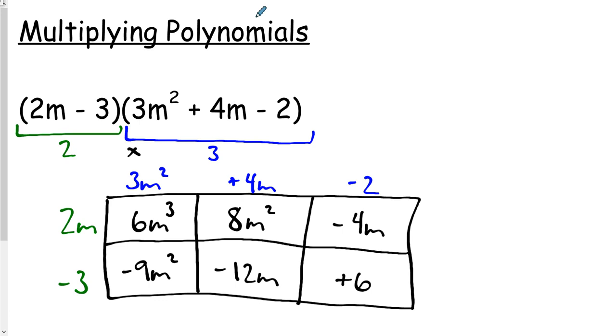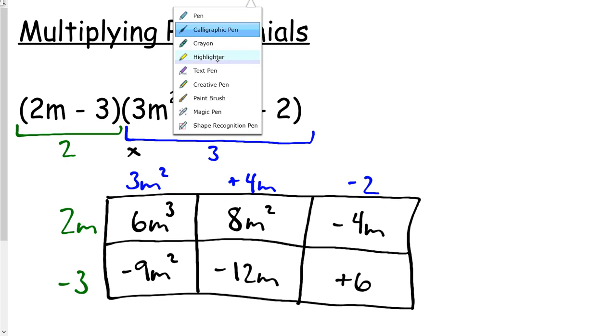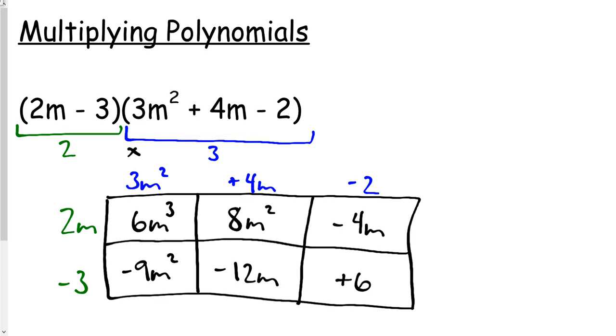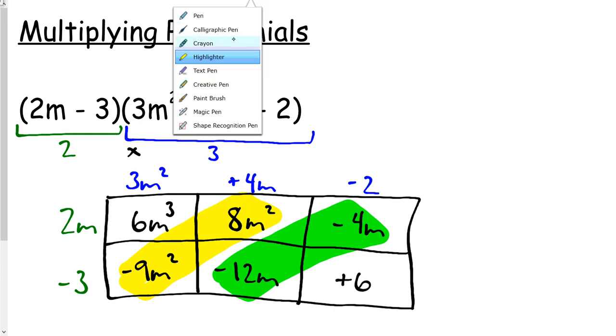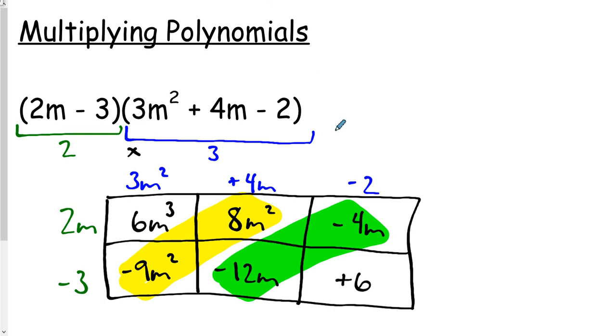But here's something you should notice. So long as your polynomials have been written in standard form, check this out. All of my m squared terms are in this diagonal. All of my m to the first terms are in this diagonal. Okay? So it's easy to spot what your like terms are if everything has been written in standard form and you're using this, which we're just going to call the box method.